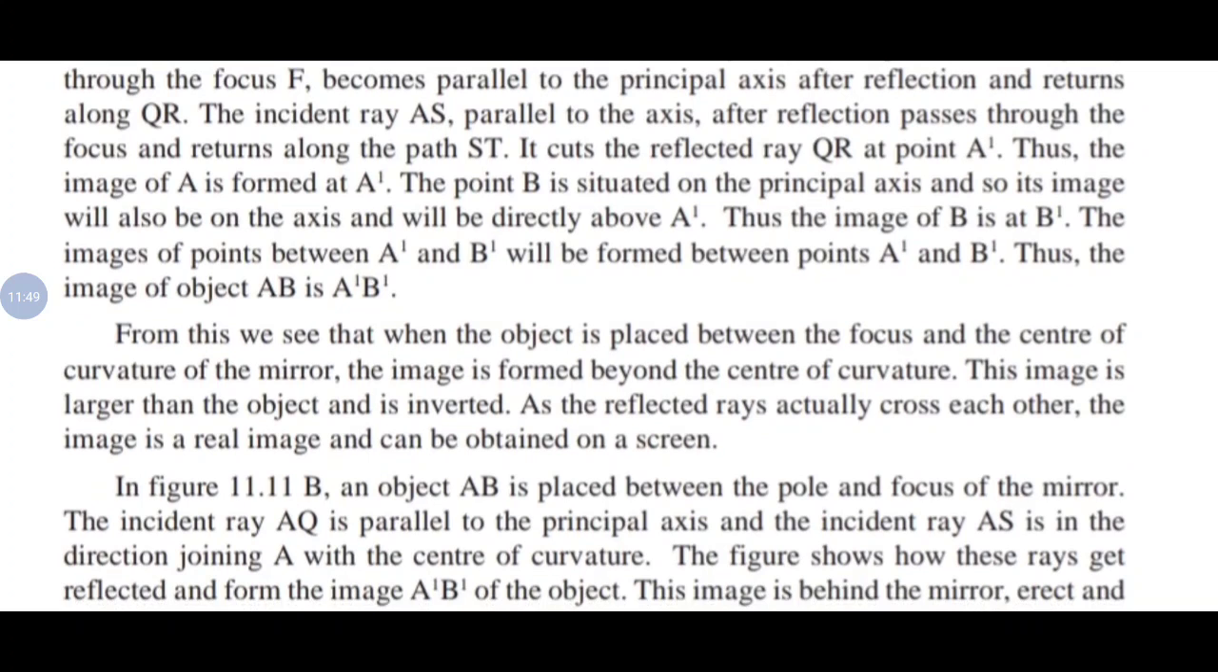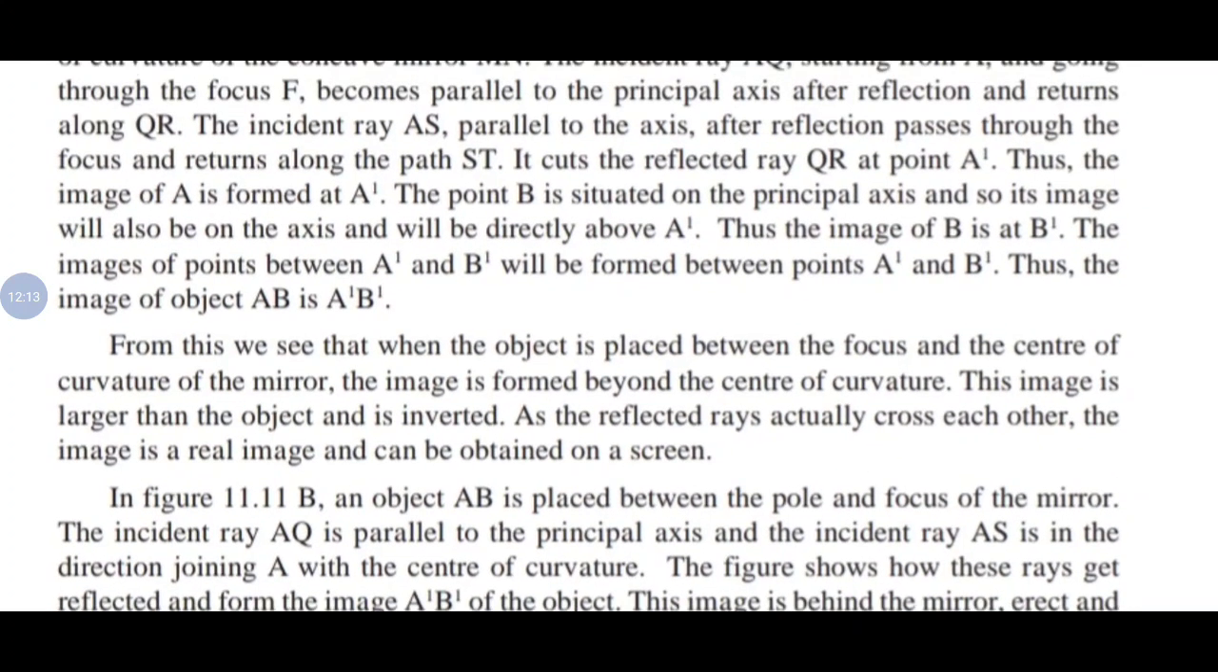From this, we see that when the object is placed between the focus and the center of curvature of the mirror, the image is formed beyond the center of curvature. Where is the position of the image? Position of image is beyond the center of curvature. This image is larger in size than the object and inverted also. So an inverted image is always a real image. Remember, real images are always obtained on the screen. Really, the reflected rays intersect each other, meet each other, and that's why that image is real, and real images are always inverted.